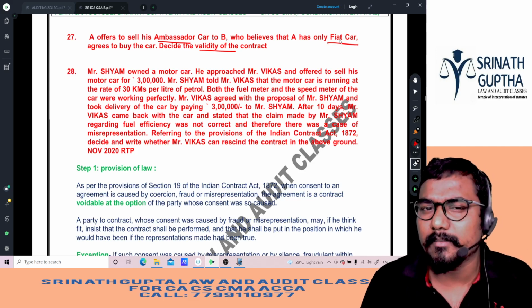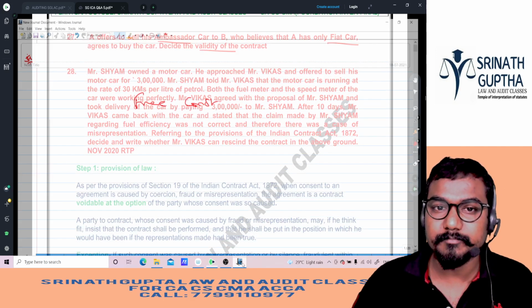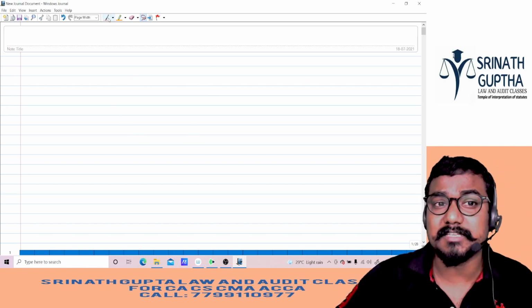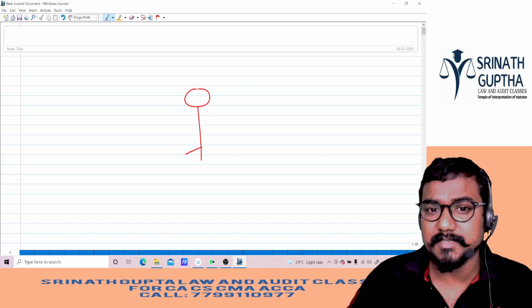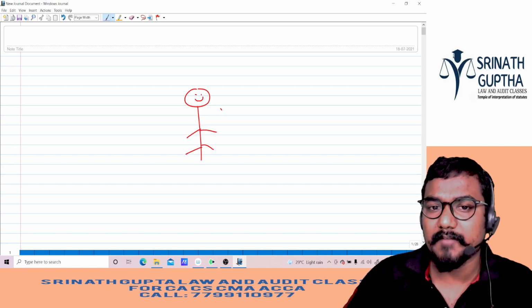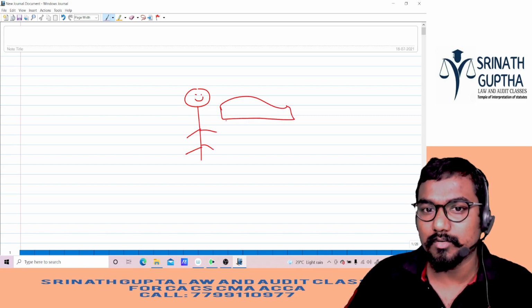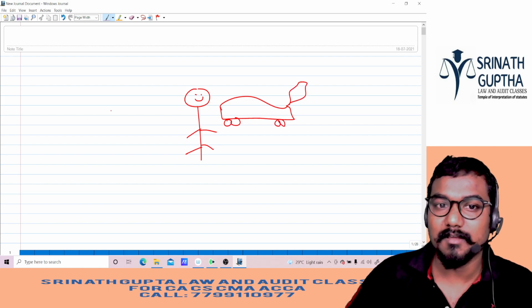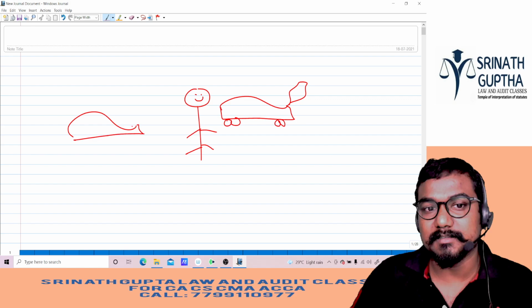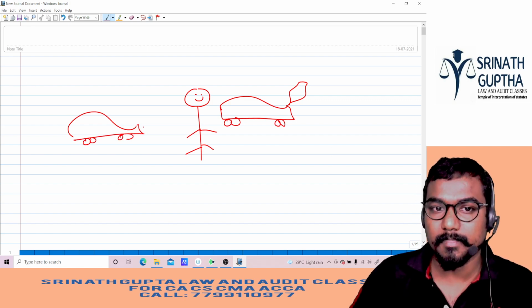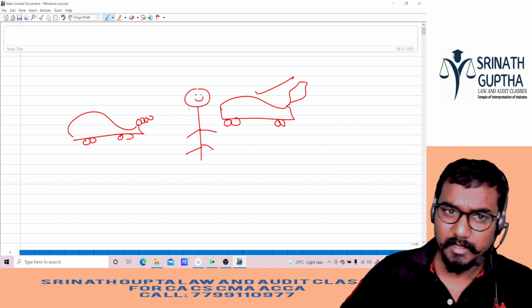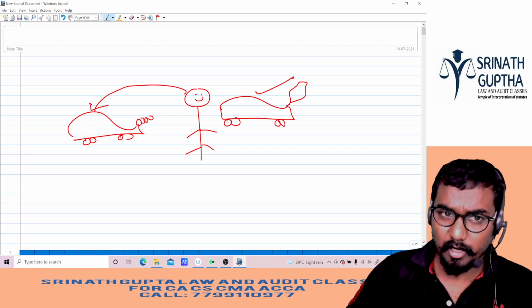I will explain the same example again, beta. This is the first example I will explain from the free content. Rohit is having two cars. How many cars, beta? Two cars. One is a Jaguar, and the other one is the Audi. He always uses the Jaguar car. He never uses the Audi car.